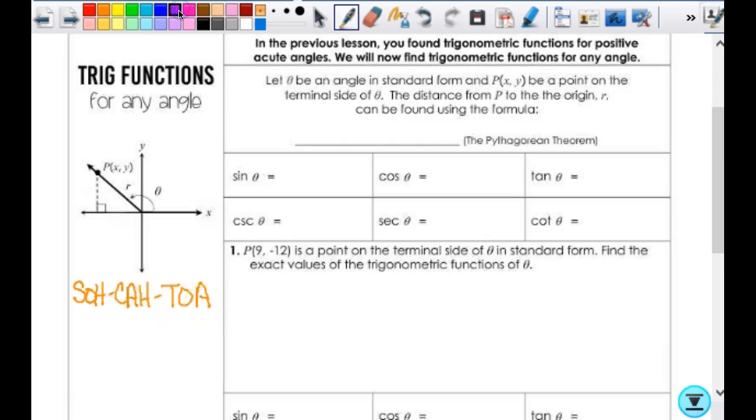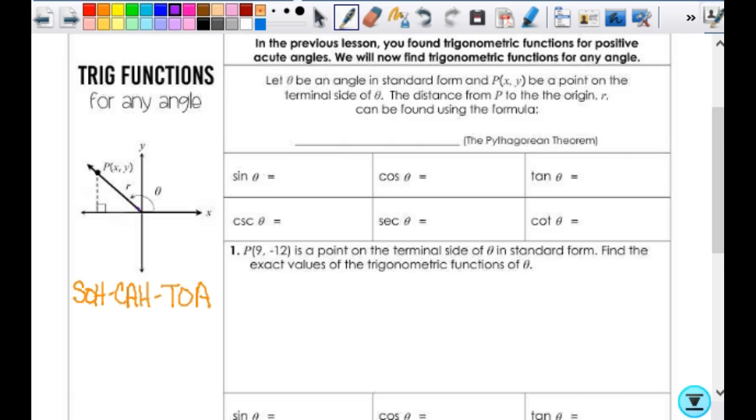Okay. So it says here, let theta be an angle in standard position, and point P, being at (x, y), be a point on the terminal side of theta. So here's my theta angle, right? Here's the point, which is at (x, y). It says the distance from point P to the origin is r. That's our radius, because if this point rotates around, we're going to make a circle, so this is our radius.